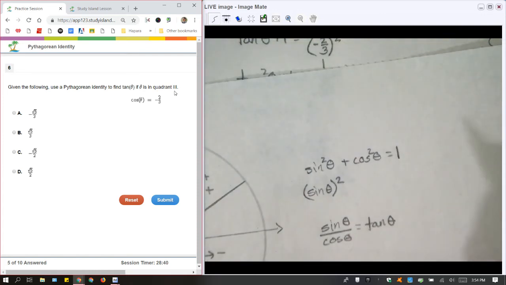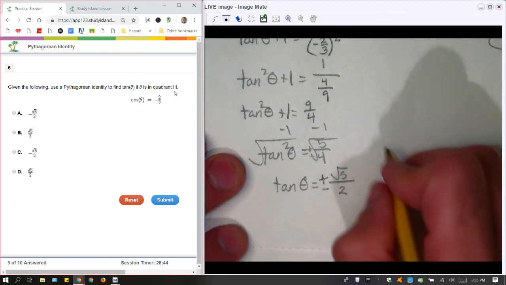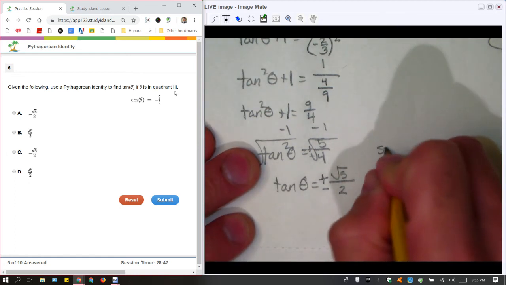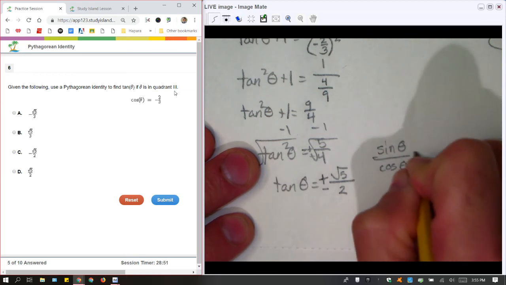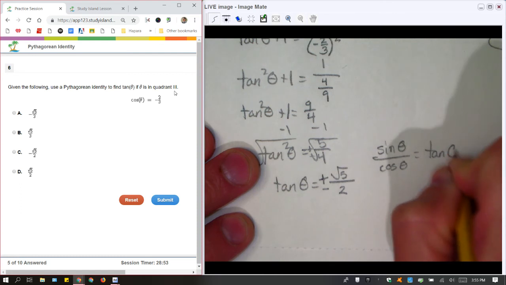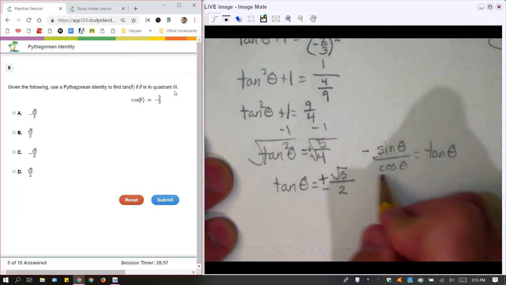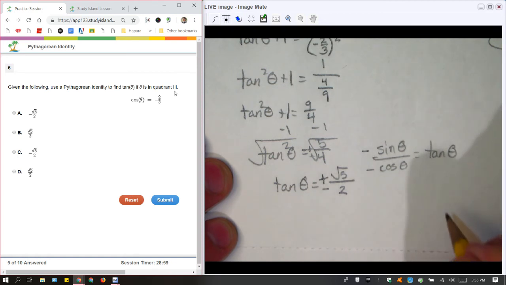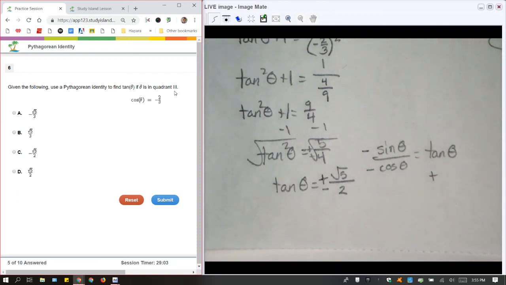So if we're going back to our problem, what is the tangent of theta? Is it positive or negative? Well, in quadrant 3, we have the sine of theta divided by the cosine of theta equals the tangent of theta. If the sine is negative and the cosine is negative, what's a negative divided by a negative? Positive. So the tangent would be positive in this case. So it's positive root 5 over 2.